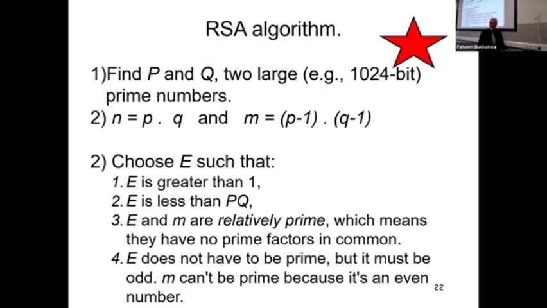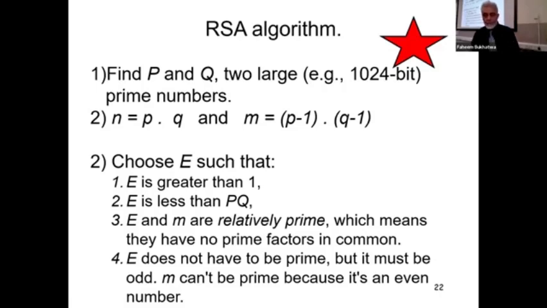There was an exam question once: what are the characteristics or conditions required in the E part of the key generated? E has to be greater than 1. You cannot have 0 or negative numbers. E has to be less than N, and N is P and Q multiplied together, the two prime numbers multiplied together. So E has to be smaller than N and bigger than 1. And E and M are relative primes, which means they have no prime factor in common.